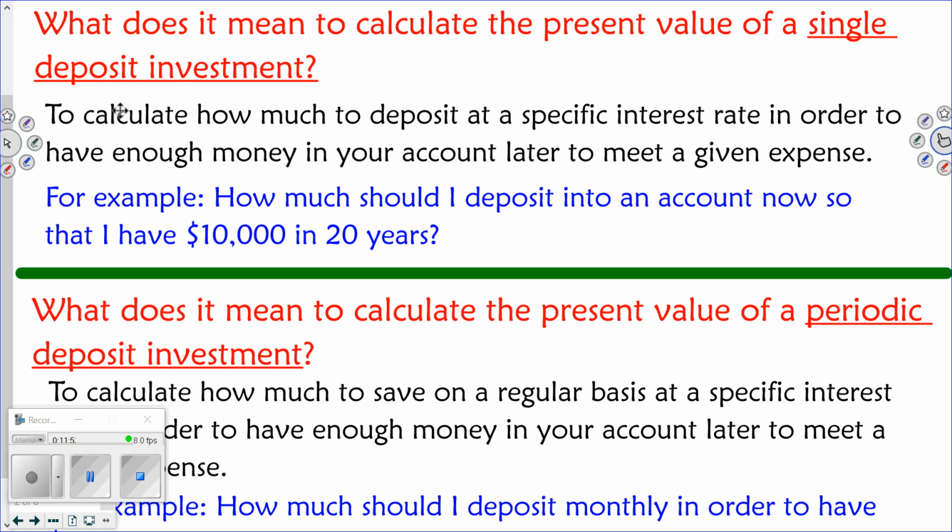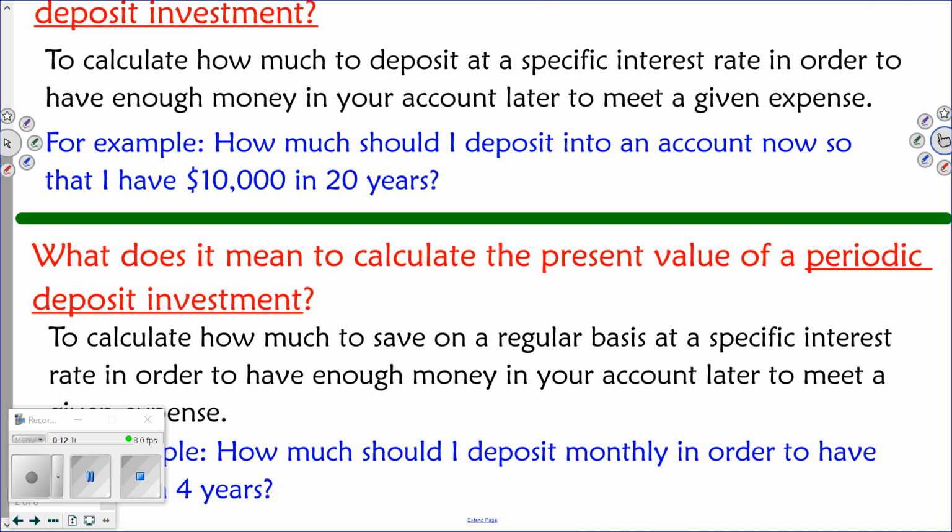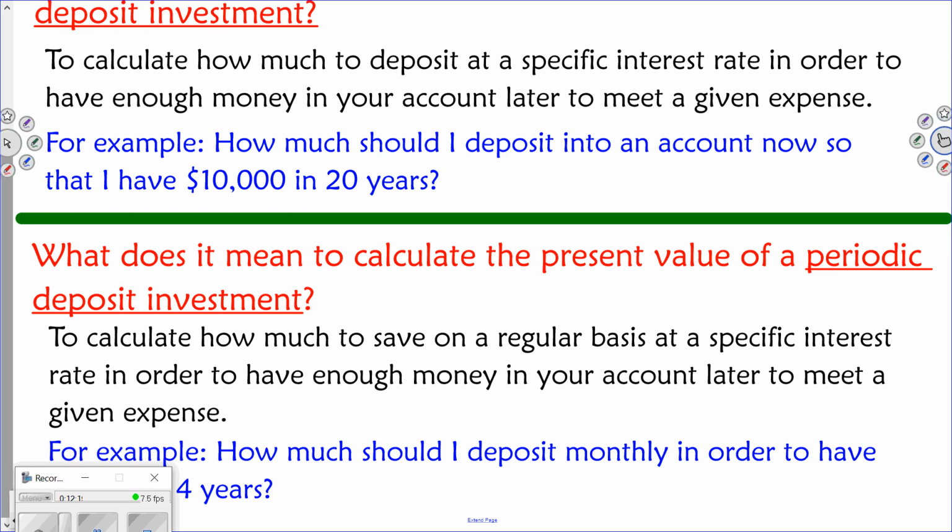Okay, so it's nice to see the formulas with an example maybe next to them so you can relate it back to that. So how much should I deposit into an account now so that I have $10,000 in 20 years? And then what does it mean to calculate the present value of a periodic deposit investment? So think about that one. To calculate how much to save on a regular basis at a specific interest rate in order to have enough money in your account later to meet a given expense.